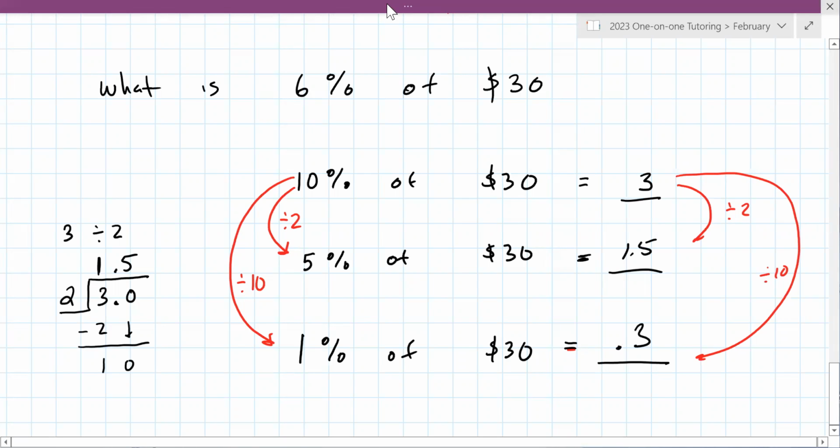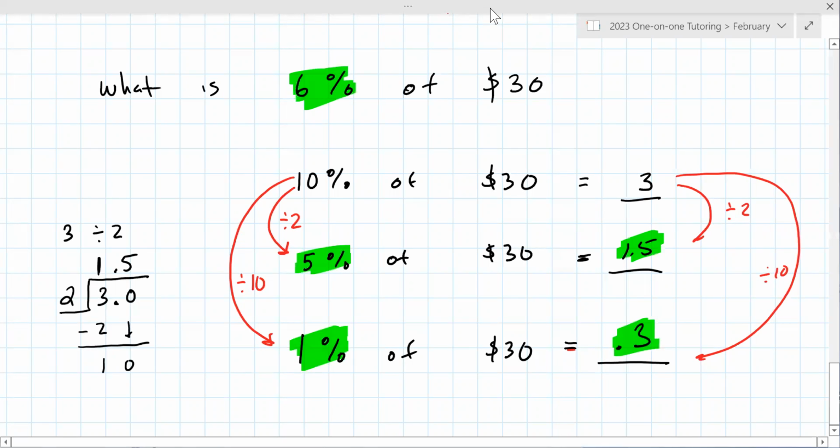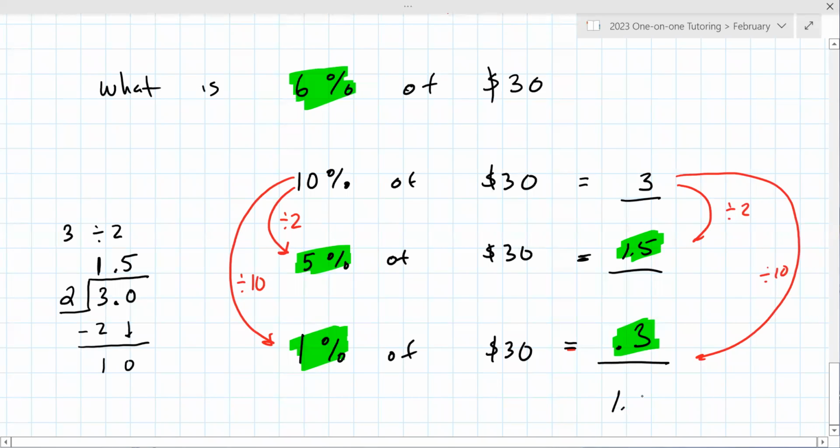Now, our original problem is 6%. Which numbers get you to 6% in our list here? You can do 5 and 1. Do you see how 5 and 1 get you to 6%? Yes. So 5 plus 1 is 6. So you add those, which is 1.8, sorry, 0.8.